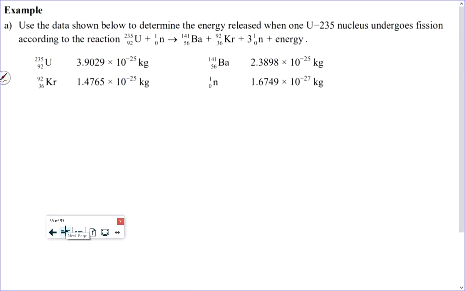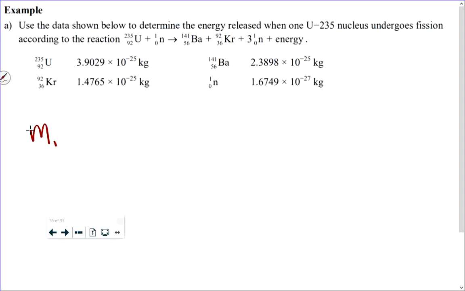So, example, use the data shown below to determine the energy released when one uranium-235 nucleus undergoes fission according to that reaction. I really feel as though you know how to do this. What we need to do is find the total mass of everything we started off with and the total mass of everything we end up with and compare the masses. And if those masses are the same, then I've made a serious blunder in typing this out, because that would mean the reaction doesn't happen. Nothing is more stable than the other, so it wouldn't happen. So that's what we're going to do. And I'm going to give you a minute.